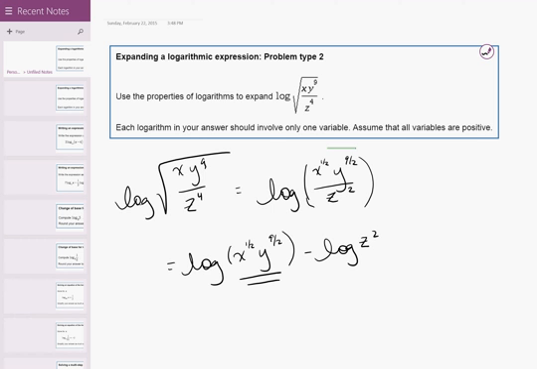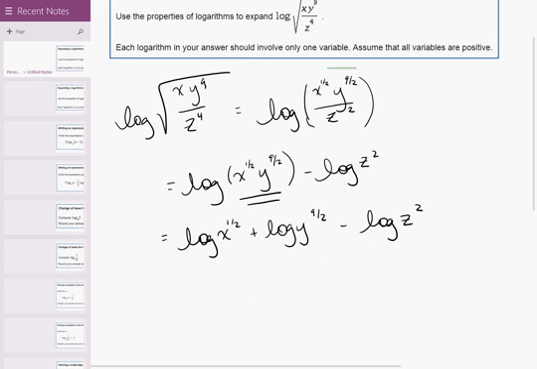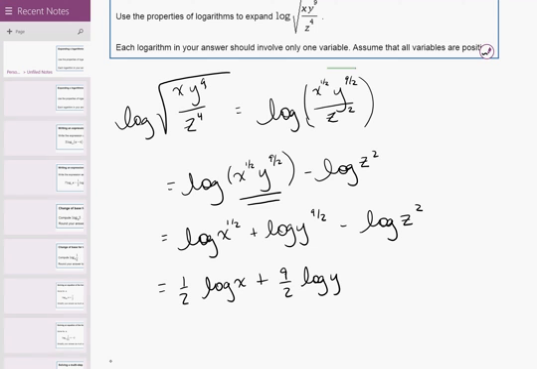And then I can further take this apart using addition. This is log of x to the 1/2 plus the log of y to the 9/2 minus the log of z squared. And then I take all the exponents out front as coefficients. So this is 1/2 log of x plus 9/2 log y, and then minus 2 log z.